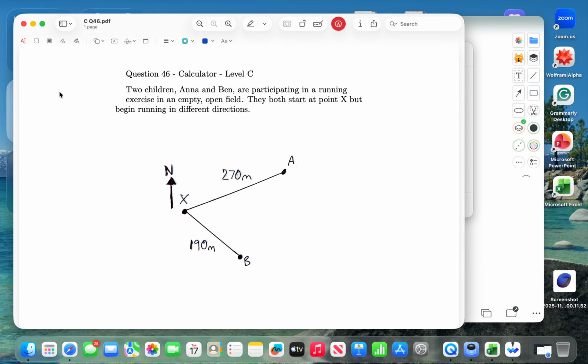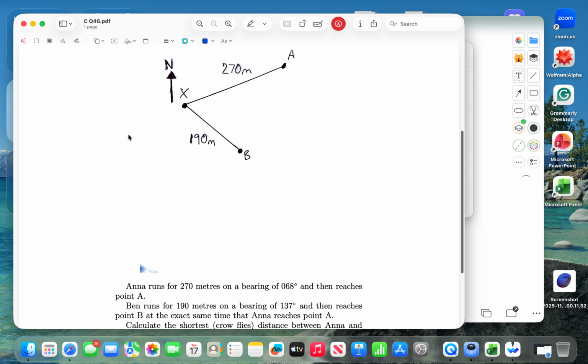Okay, so we've got question 46, and we've got Anna and Ben participating in a running exercise in an empty open field. They both start at point X, but we're told Anna runs for 270 metres on a bearing of 068 and reaches point A. Ben runs for 190 metres on a bearing of 137 and reaches B at the same time that Anna reaches A.